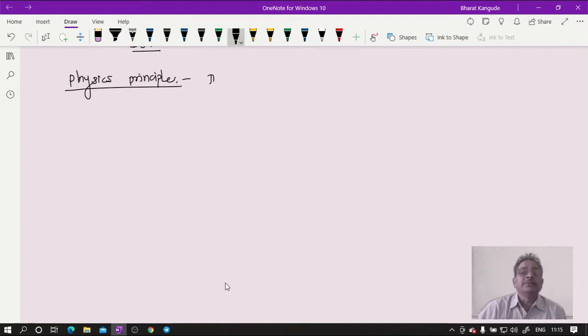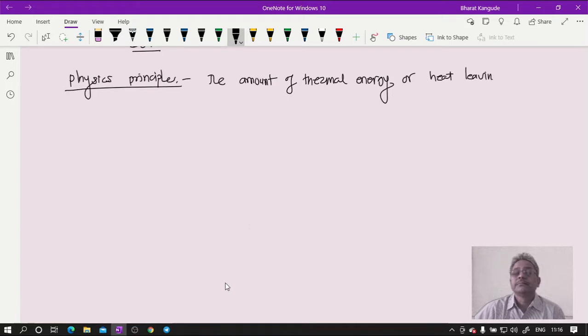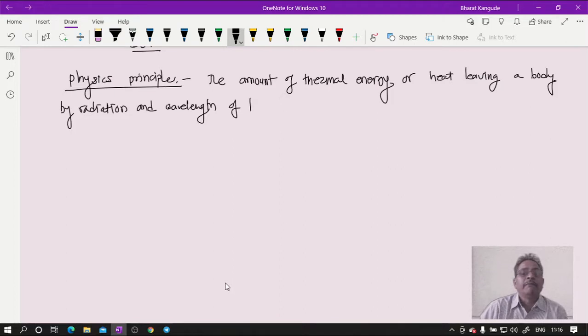The amount of thermal energy or heat leaving a body by radiation, and the wavelength of that radiation, are functions of the temperature of the body.